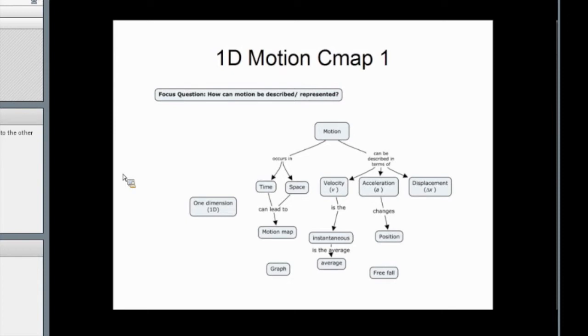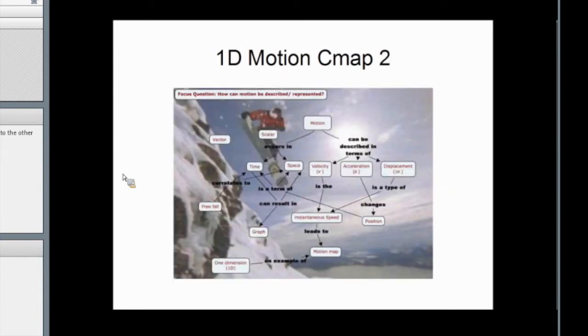His second go around is represented here, where the student goes on and he has a little bit more understanding. You can see he's added some concepts in here, like vector and scalar. He's also started to make it his own. I tell them, make it your own. If we're talking about motion, what do you like about motion? This student happened to particularly like snowboarding.